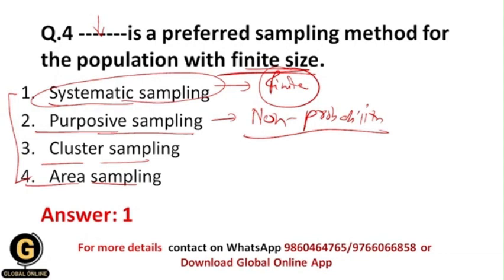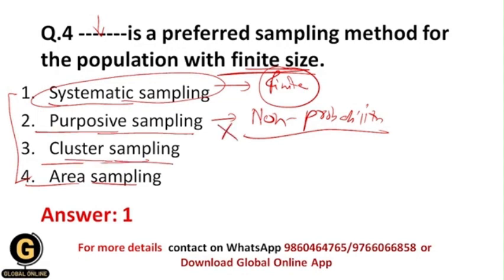And that's why here the researcher doesn't need to know whether the population is finite or not. Actually, whether the population is finite or infinite does not matter in this case, because the researcher only wants those participants who have the specific characteristics that the researcher wants in his or her study. That's why this option gets eliminated.